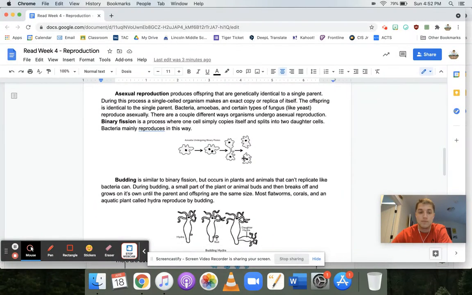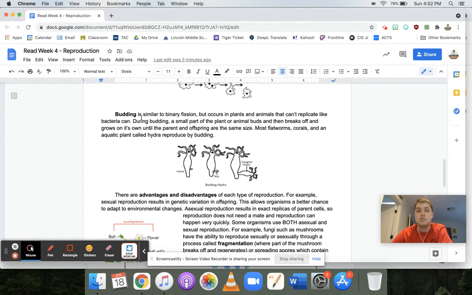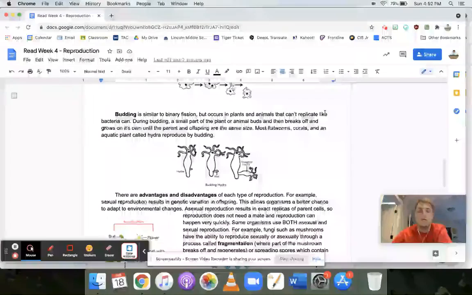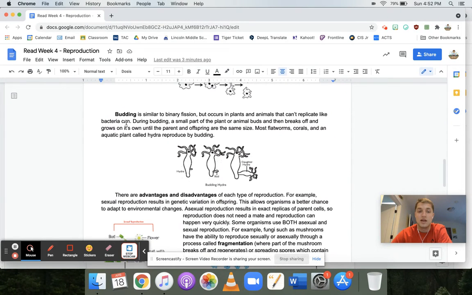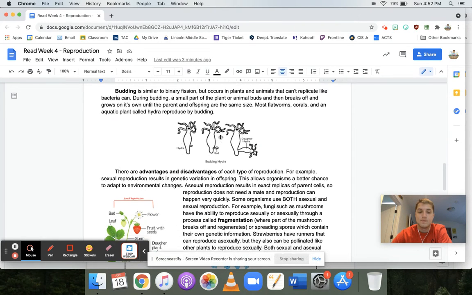Check out the picture. Budding is similar to binary fission, but occurs in plants and animals that can't replicate like bacteria can. During budding, a small part of the plant or animal buds and then breaks off and grows its own unique parent and offspring that are the same size. Most flatworms, coral, and an aquatic animal called hydra reproduce by budding.